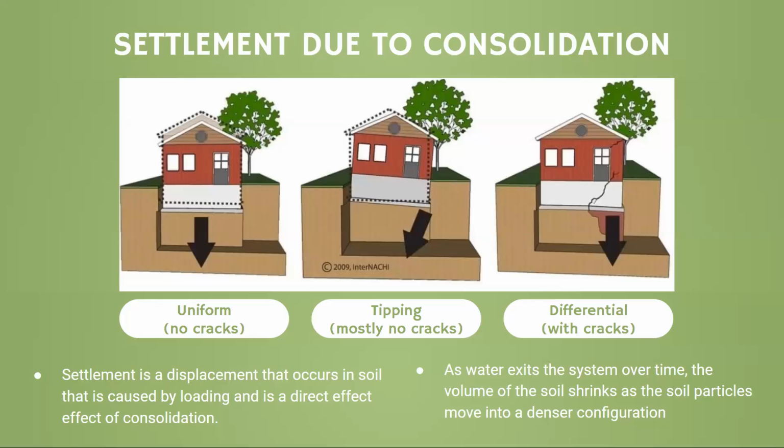Thank you. I'll be talking about the settlement due to consolidation. Consolidation settlement is time dependent on mostly just the time it takes for the expulsion of water from the voids, and then the compaction due to the force on top of it, usually caused by a building or such. As water exits over time, the volume of soil shrinks, since all the space that was taken up by the air and water is being forced out. This is the settlement of the soil caused by the loading and the direct effect of consolidation.